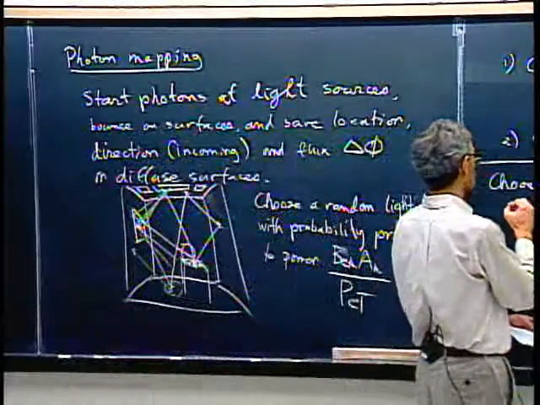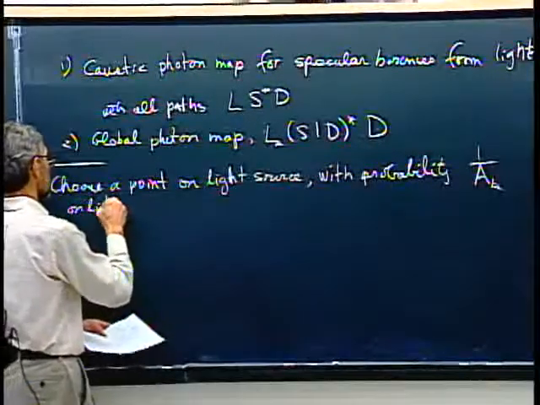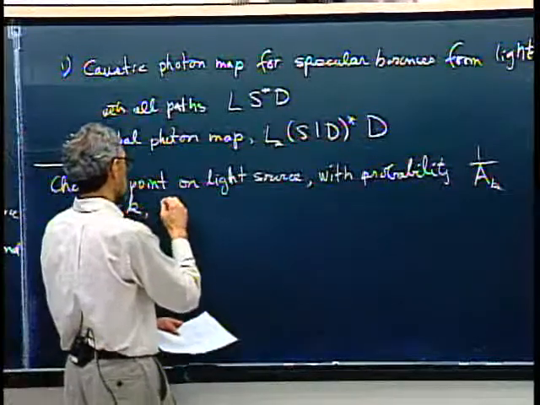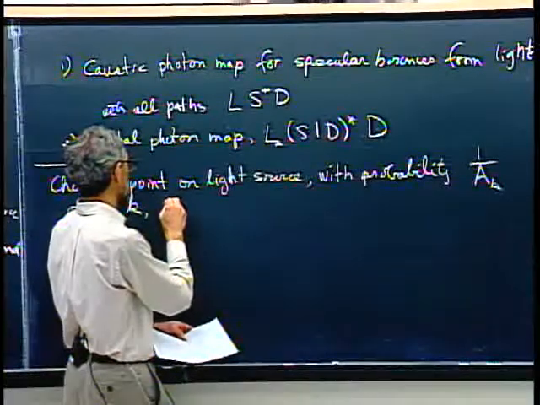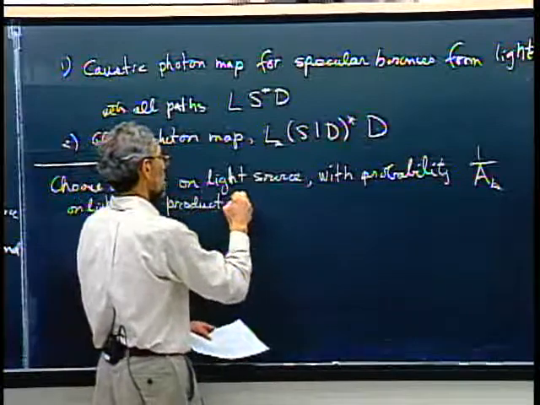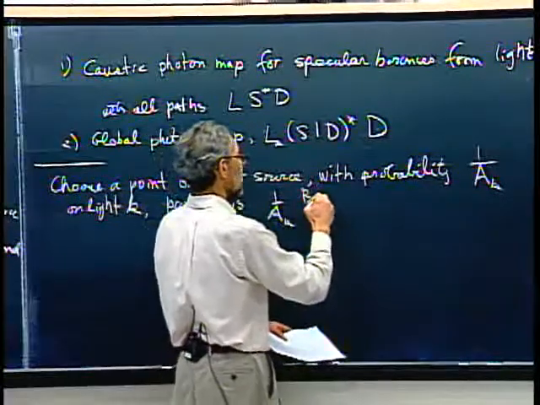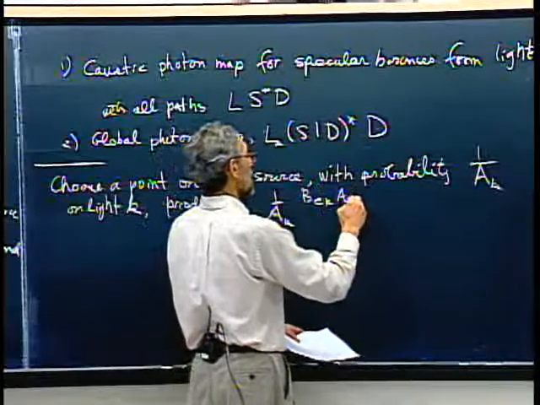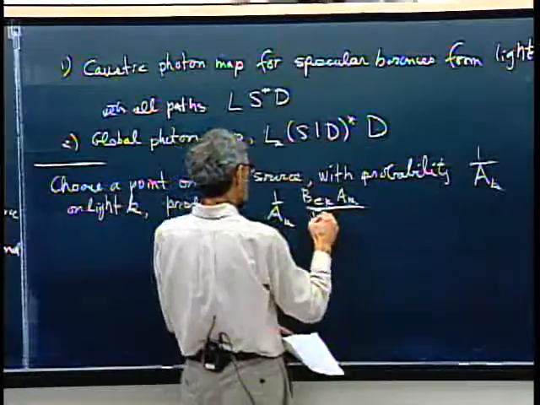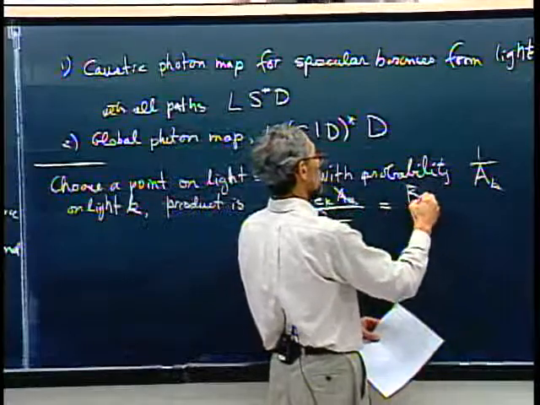So on light source K, light K, the total probability is the product of those two. One over A_K times B emission K, A_K, over the total emission power, what do they call it? Phi_T. And so the A_Ks cancel, and you get the probability that's given in the book.